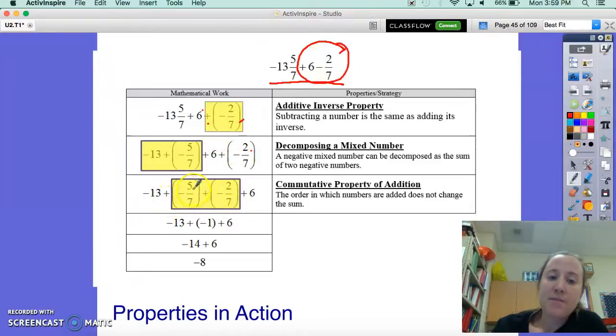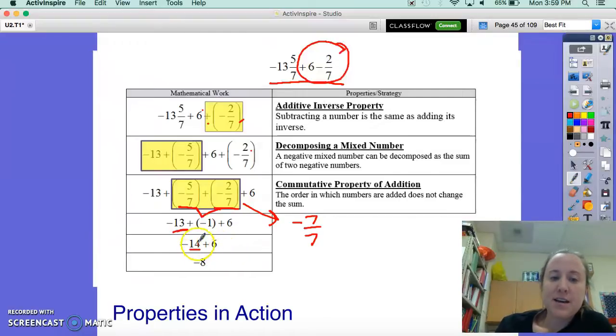So because I've done that, I have negative 5/7 plus negative 2/7, which is very easy to simplify to negative 1, because when I put those together, I get negative 7/7. So I end up with negative 13 plus that negative 1, that was 7/7 simplified, plus 6. And you might need to go back to your rules poster, but these are like signs. They're both negative. So negative 13 plus negative 1. Add them together, keep the sign. Negative 14 plus 6. Now I have different signs. So negative 14 plus 6, I subtract the 2.